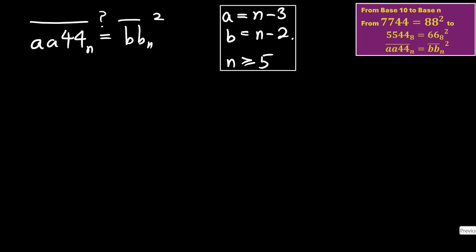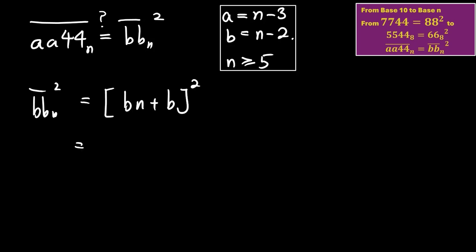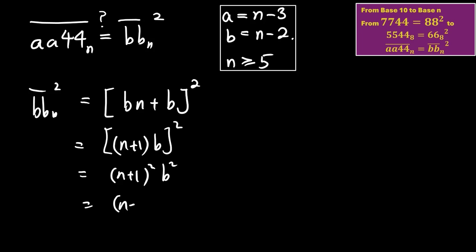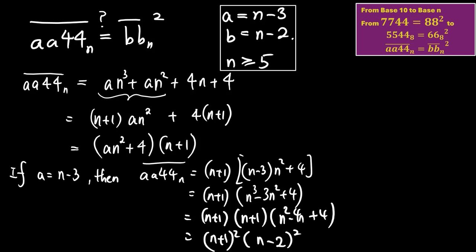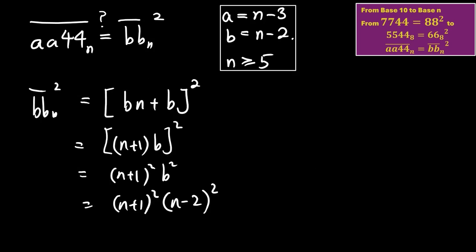And for the right hand side, bb base n squared, it is bn plus b, squared. So this is n plus 1 times b, squared, that is n plus 1 squared times b squared. And now b equals n minus 2, so this is n minus 2 squared. So the right hand side equals n plus 1 squared times n minus 2 squared, which is exactly the same as the left hand side. And therefore now we confirm that this is true.